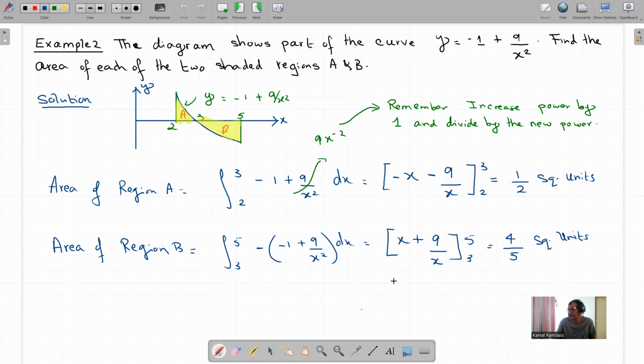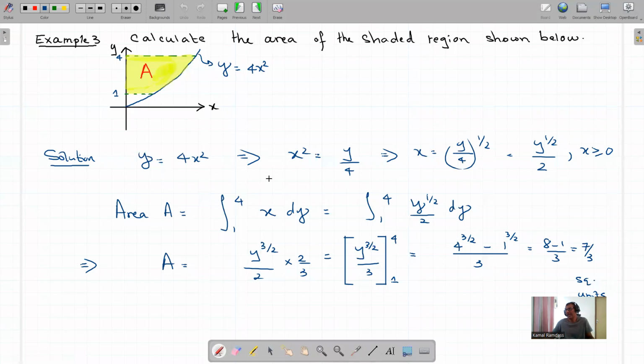Normalement, on va dire, est-ce qu'il est bon là? 5 plus 9 sur 5, retirer 3, retirer 9 sur 3. Qui est égal là. Bon, 5 par 5, 25, 25 plus 9, 34 sur 5. Retirer 6. Et ça pour venir 6, 6 fois 5, 10 par 5, 30 sur 5. 34 sur 5, retirer 30 sur 5, 24 sur 5, bien sûr. Il y a mon calculation. Bon.